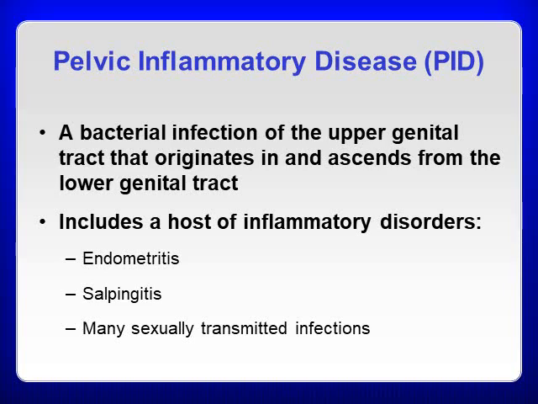Pelvic inflammatory disease is a bacterial infection in the upper genital tract that originates in and ascends from the lower. It includes various different types of disorders and can stem from a lot of different things. So endometritis, inflammation of the endometrium, salpingitis, which we already showed, and a lot of sexually transmitted infections can cause this to happen as well. In your textbook, and we're going to show some pictures of some of the complications related to pelvic inflammatory disease. Prompt diagnosis and treatment of this is really important.